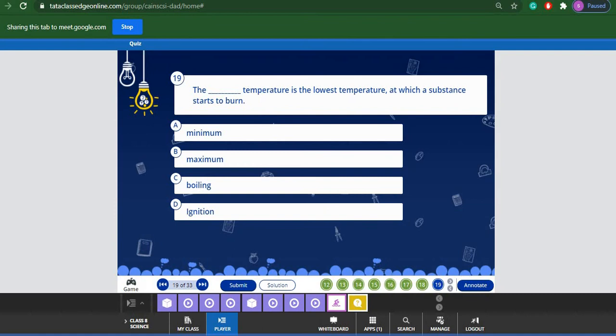Now this is another one. Please tell me. First tell me. Sir, D. And what about Vedant and Mania? Sir, D. Okay. Sir, ignition, B. Yes. Good.